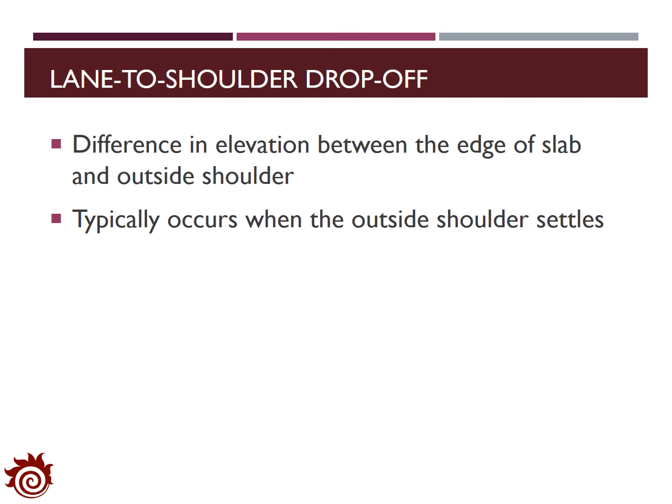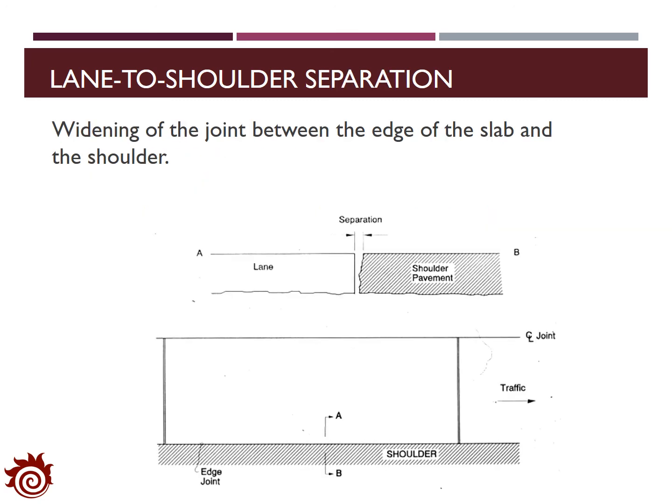Lane to shoulder drop-off is also one typical distress of rigid pavement. It will cause a difference in elevation between the edge of the slab and the outside shoulder. This one typically occurs when the outside shoulder settles. The figure here shows the top-down view and the cross-section view for the lane to shoulder separation. The joint between the edge and the slab will actually become larger, and they will cause a lot of issues, especially to the lower layers of the pavement.